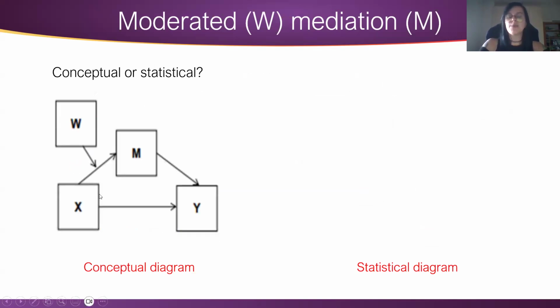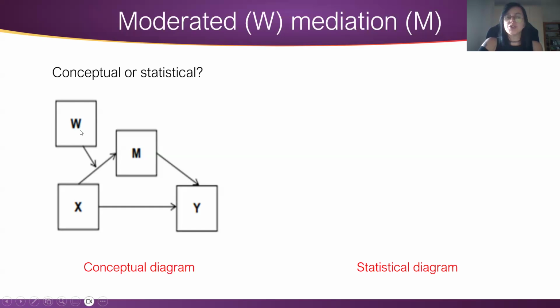So mediation is about the indirect effect. So for example, the fact that X has an effect on Y, but indirectly passing through M. And M is going to be our mediator. So it's in the middle of this relationship.